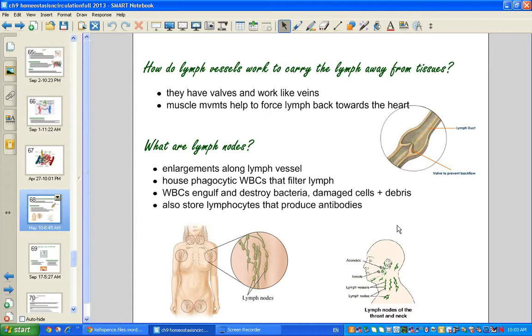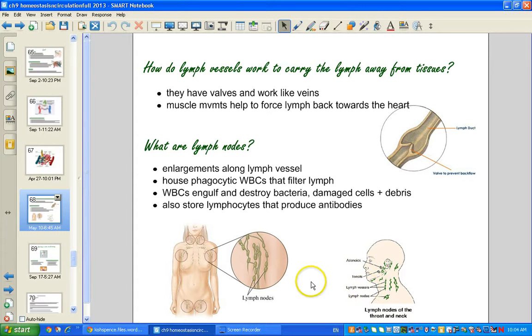What are lymph nodes? They are enlargements along lymph vessels, so you can see them here. They house phagocytotic white blood cells, so they house macrophages that help to capture bacteria and other pathogens, and they help to filter the lymph. They also store lymphocytes that produce antibodies, so they're really important for the immune system.